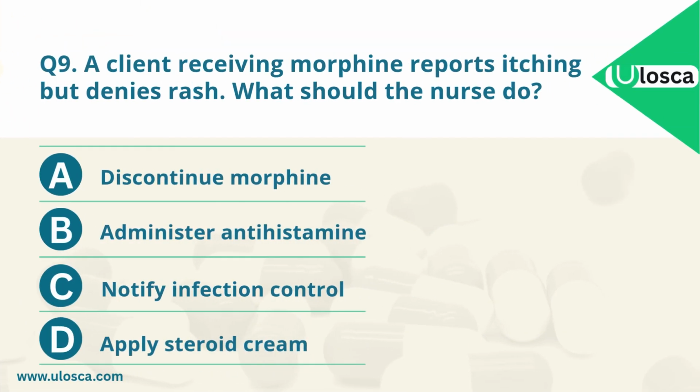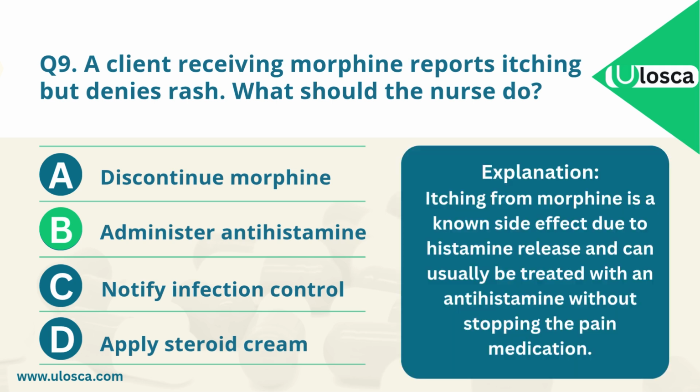The correct answer is B. Administer antihistamine. Explanation. Itching from morphine is a known side effect due to histamine release and can usually be treated with an antihistamine without stopping the pain medication.